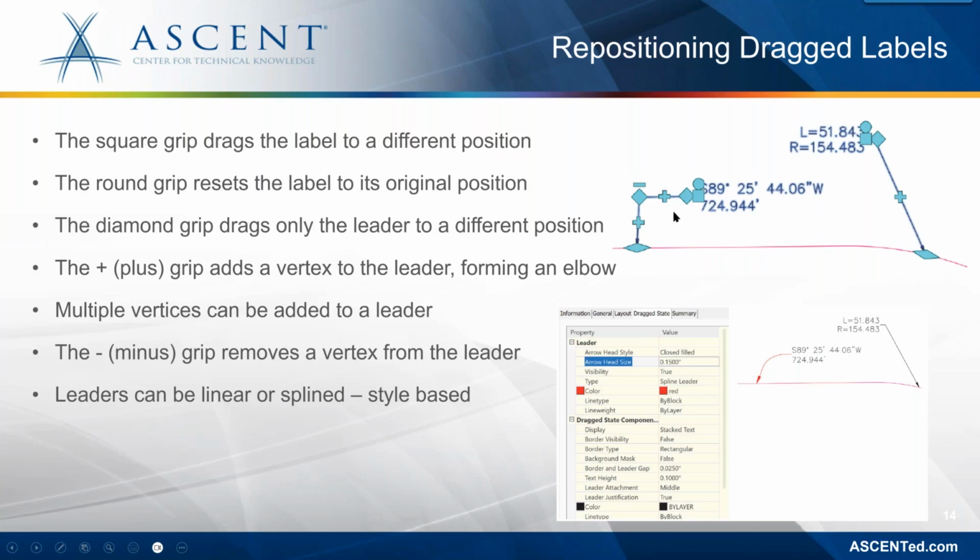So the square grip allows me to reposition the label itself. Where if it is repositioned, the circular grip, the round grip, resets it to its position. And that's kind of hierarchical. So if I add elbows, which is with the plus, and I add more elbows, each time I click on the round grip, it repositions it. It's kind of like an undo of what I just did.